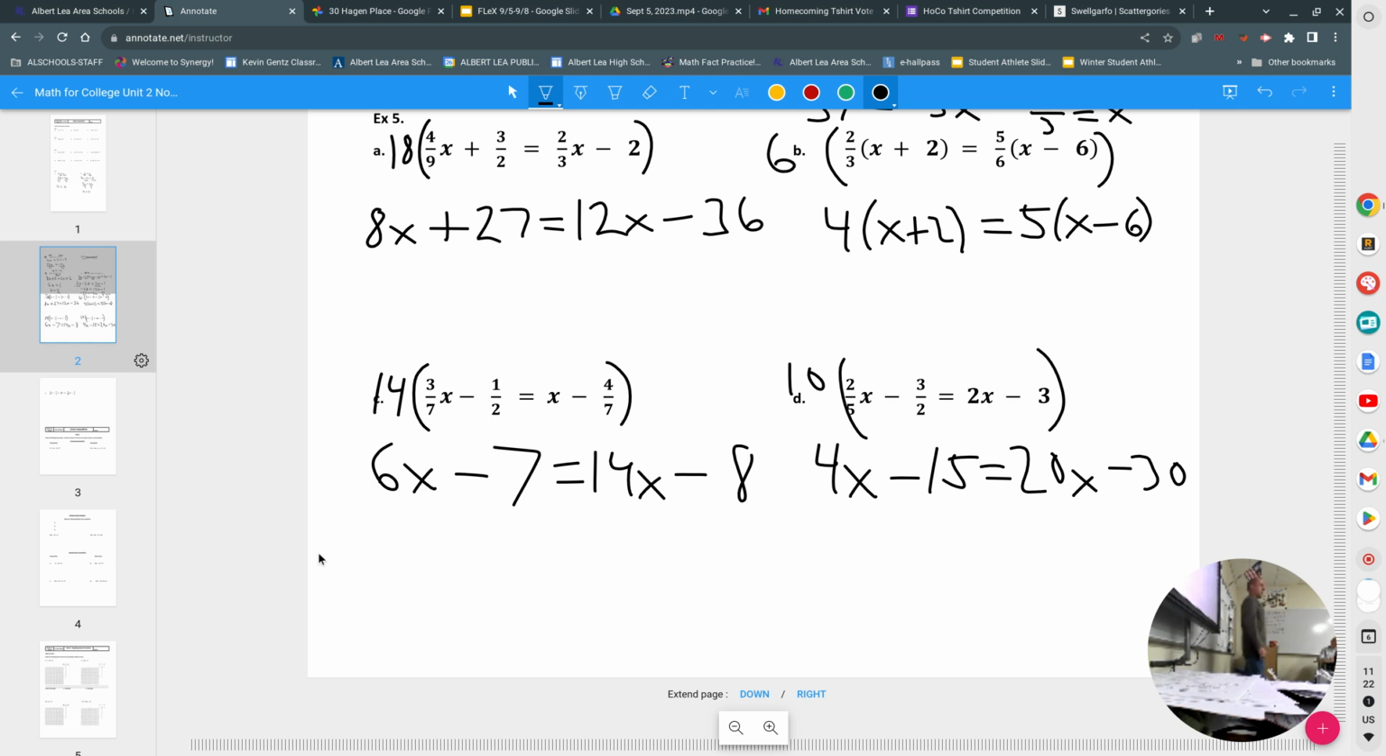Are we solving it? Nope, we're just going to leave it. You guys know how to solve those. We've already practiced that. I'm teaching you how to get rid of fractions.